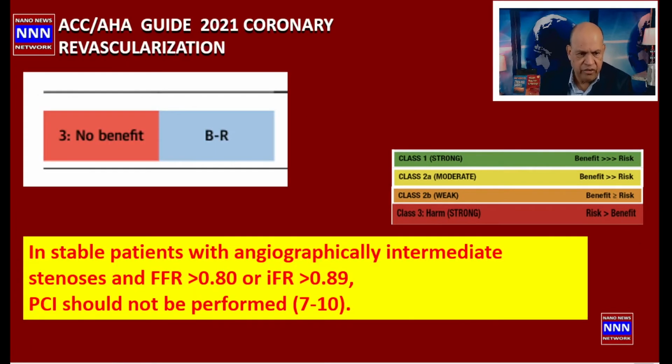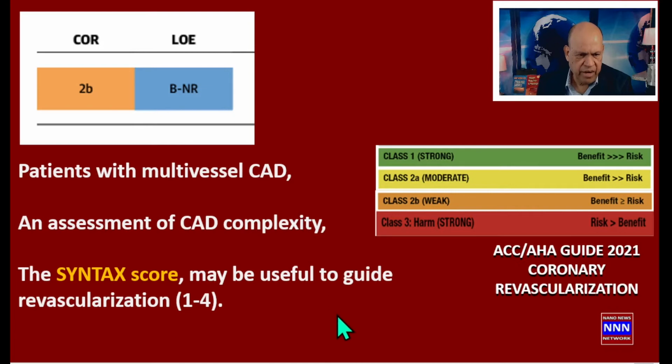Okay, along the same lines, if we do the FFR, and the FFR is greater than 80 or iFR is greater than 89, then this is a contraindication to do the procedure, and PCI should not be performed, because if you do, first of all, you're not following the guidelines. Number two, if you harm the patient, somebody's going to come after you. So you want to practice guideline-directed medical therapy or interventions, and you have to have evidence to back up anything and everything you do. All right, let's keep moving.